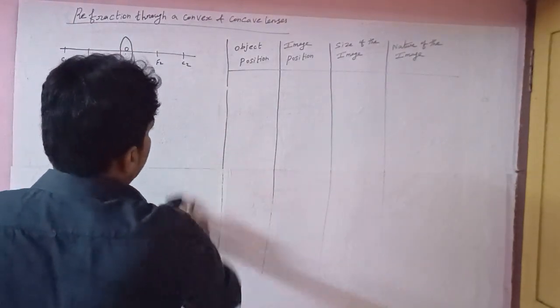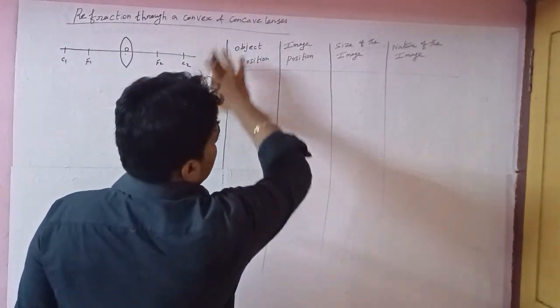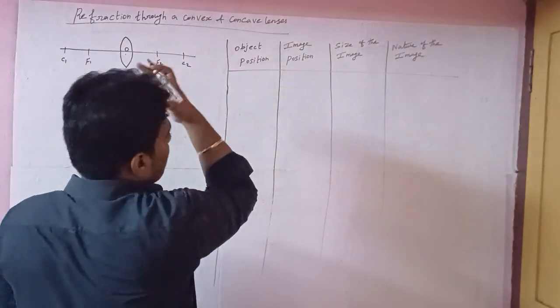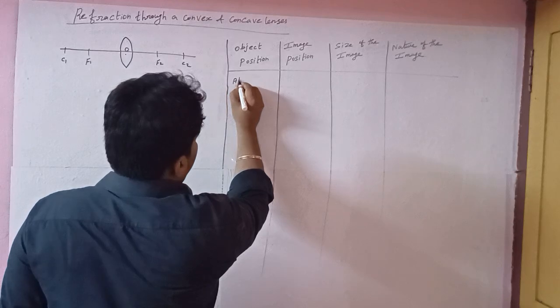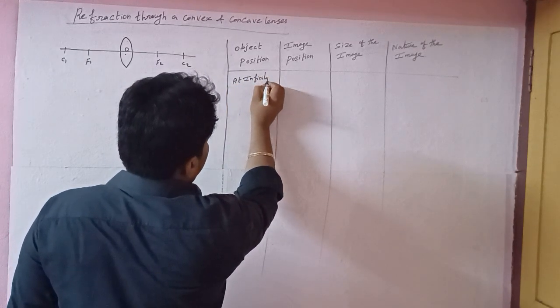First, the object is placed at a position; we note the object position, image position, size of the image, and nature of the image. There are four cases that are very important to study about refraction through a convex and concave lens. First, the object position at infinity.